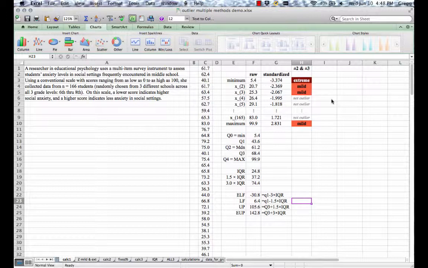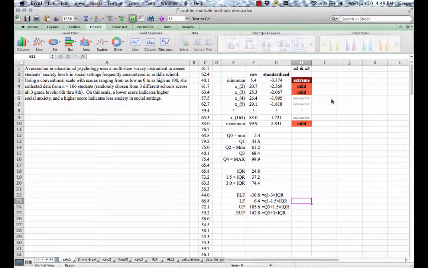Furthermore, anything above a Z-score of positive 3 or below a Z-score of negative 3 would be called an extreme outlier. That allows us to further classify the Z-scores between positive 2 and positive 3 or between negative 2 and negative 3 as mild outliers.